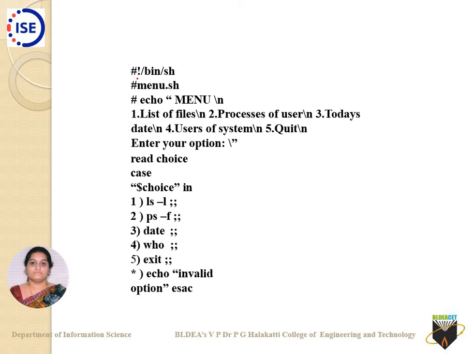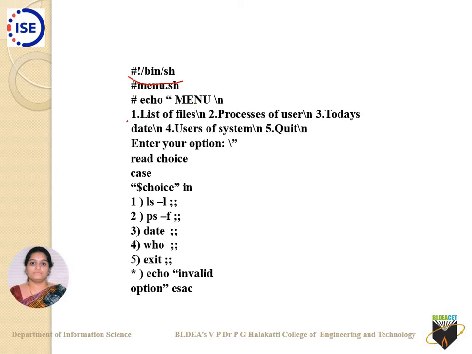Example shell script. It goes accordingly as hash exclamation sign slash bin slash sh, just for our comfort purpose. Then echo menu. So what is this echo now? Echo says menu. I want these series of things to be printed on my screen. So what all will be printed? The first one will be printed as menu.